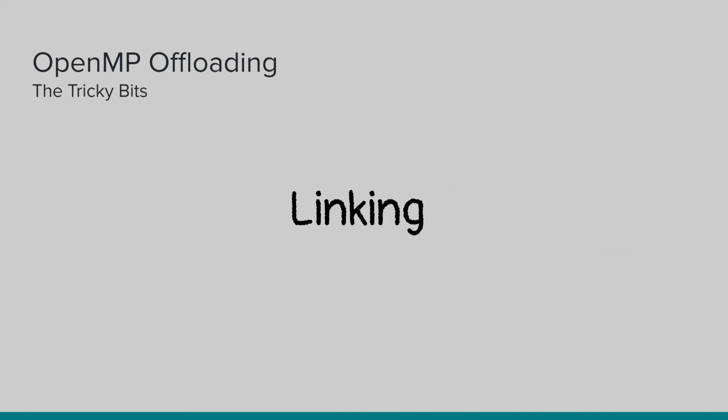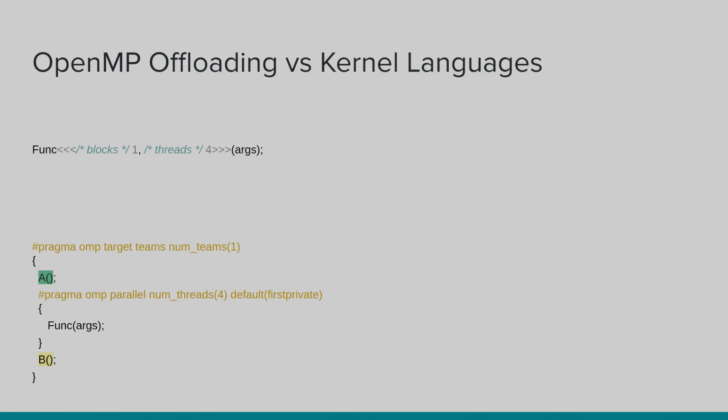Okay, so then the other tricky bit is linking. As I said before, you want all your build system and everything to work as it did before, but that is actually really hard to do, and I get sad when I think about it, so we're not going to talk about it today. Instead, we're going to talk about OpenMP offloading versus kernel languages, and I have to speed up a little bit.